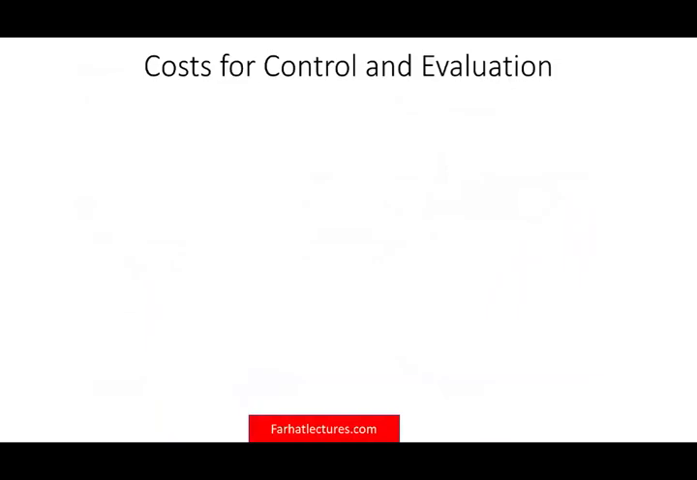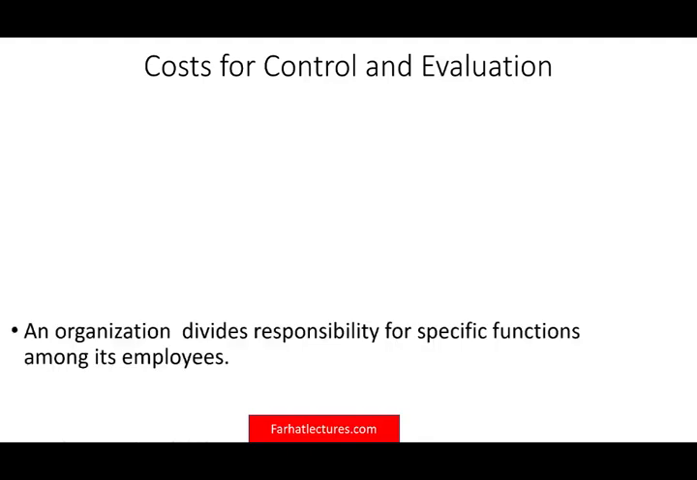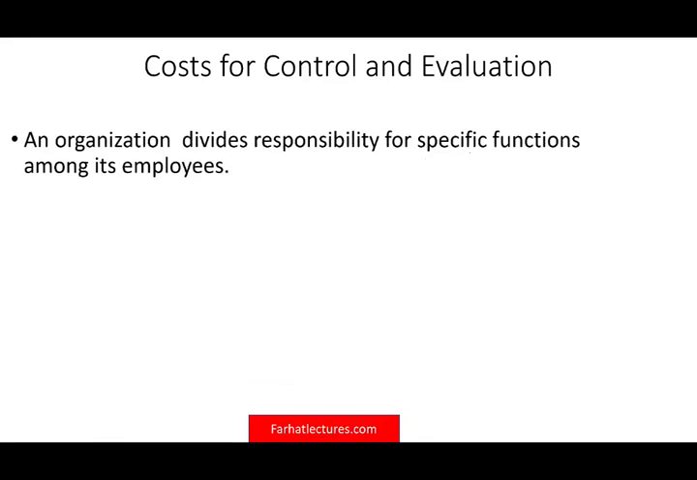Also, we could use a cost information system for control and evaluation. What does it mean, control and evaluation? It means how do you make sure your employees are being evaluated, you are controlling what they're doing. Well, you look at their numbers. You have to somehow monitor what's going on. So a cost information system should help us with that, because most companies divide responsibilities for specific functions among their employees. And hopefully you are familiar with this concept, where each individual is responsible for a function.